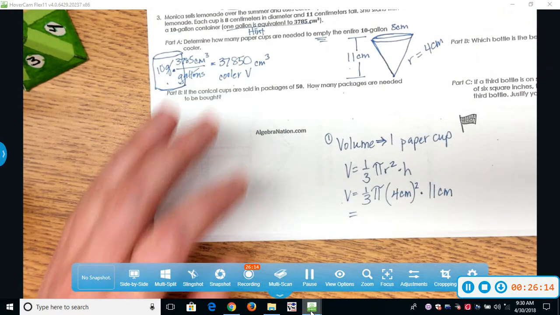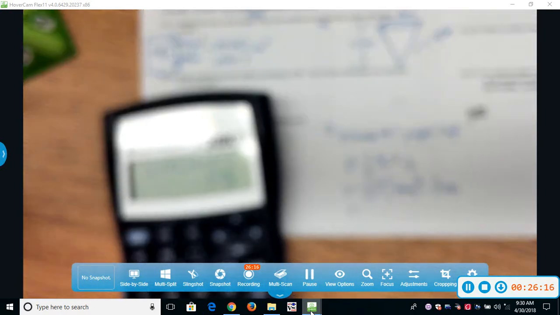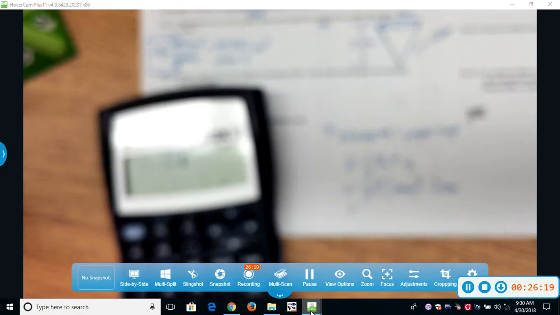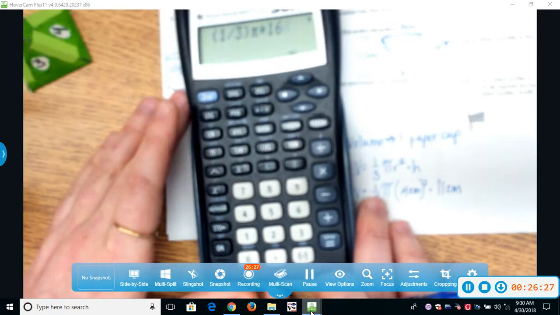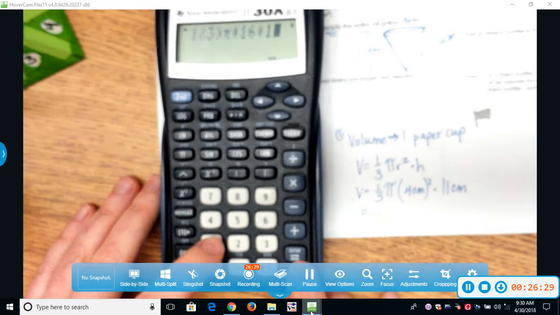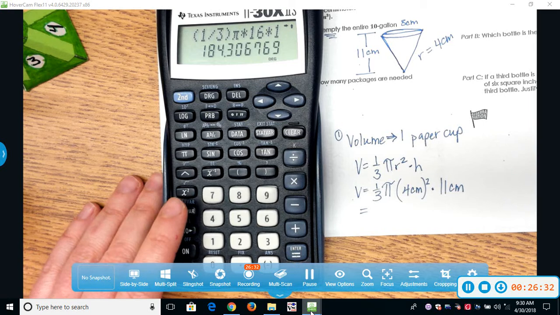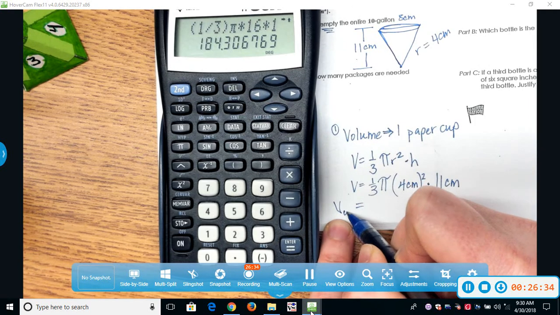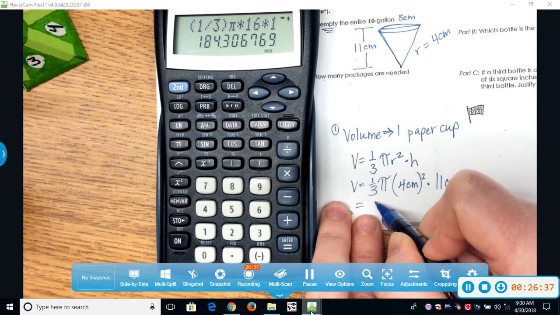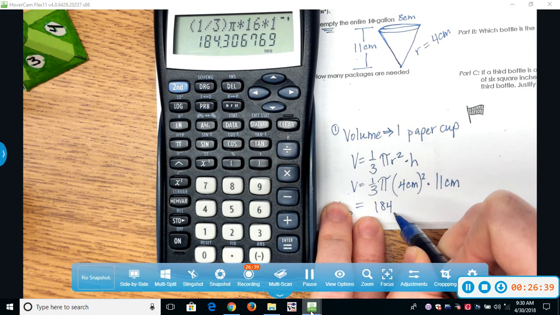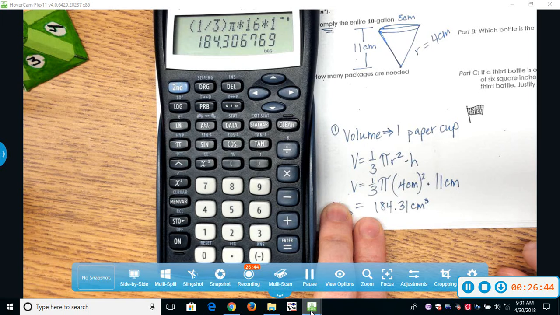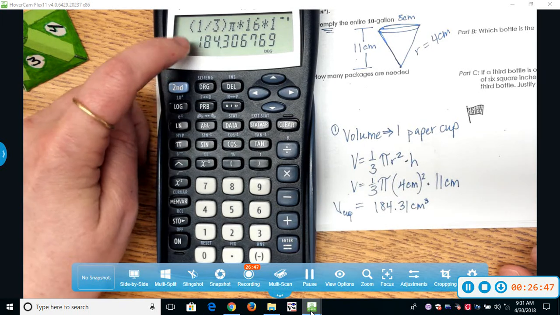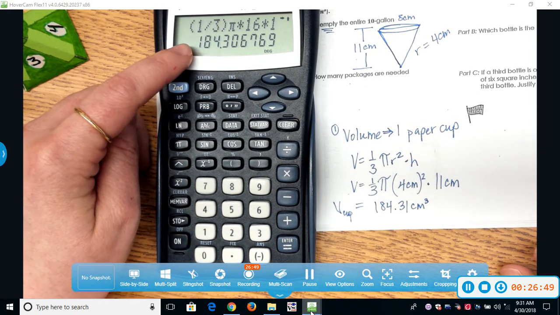I can plug it in. 1/3 pi times 4 squared is 16, so I'm just going to put 16. 16 times 11. I get my volume of 1 cup is 184.31-ish. It goes on, and I'm going to leave that in my calculator because I don't want to round until the very, very end.